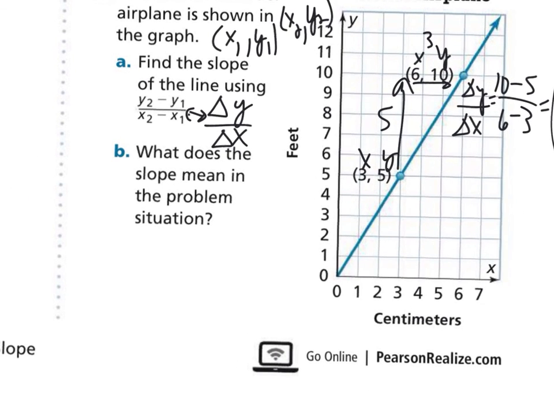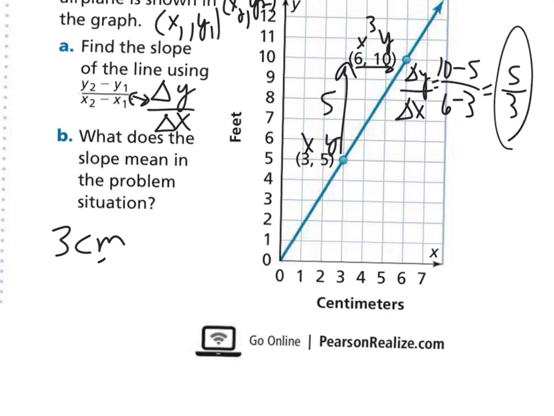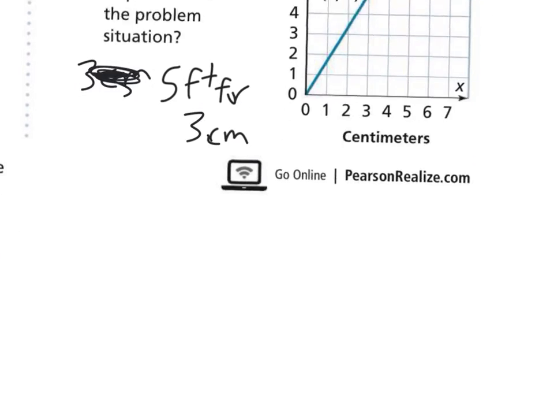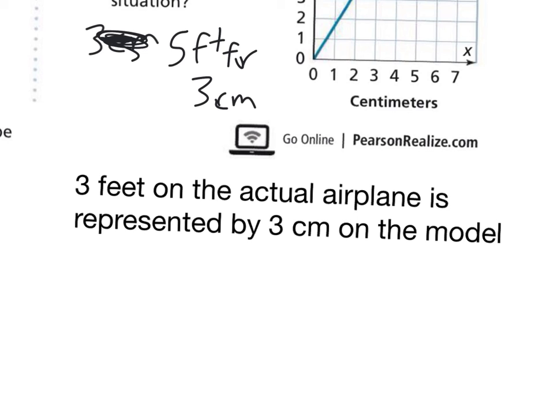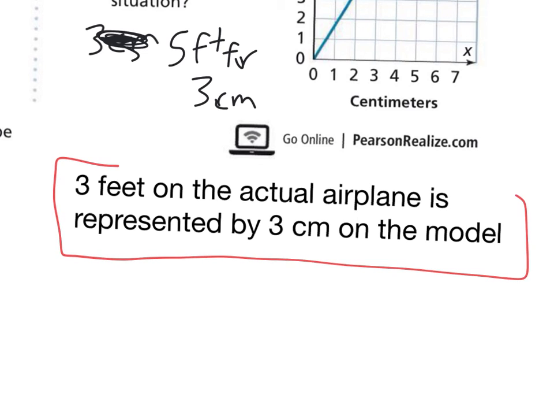And then part B, what does the slope mean in the problem situation? What it means is we have 5 feet for 3 centimeters. This was talking about a model airplane. So 5 feet on the actual airplane. So we can just say it like this. 5 feet on the actual airplane is represented by 3 centimeters on the model. So this gives you a little bit of an idea of how to work with rate of change and slope.